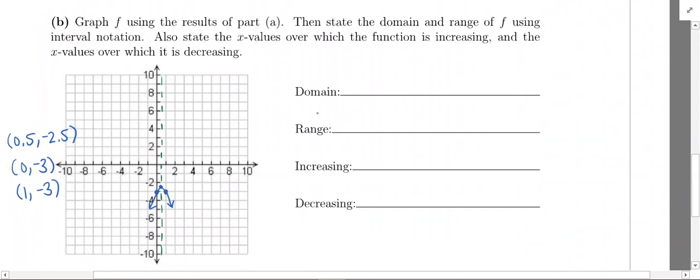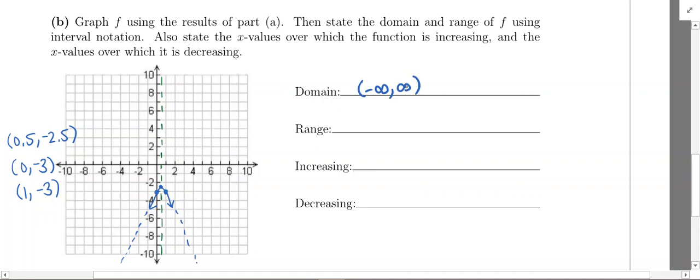Now let's write down the domain and the range. For the domain, the function is a polynomial. When you look at the graph, it covers the entire x-axis because the parabola keeps going down, down, down forever. So anytime you're working with a parabola, the domain is always all real numbers.